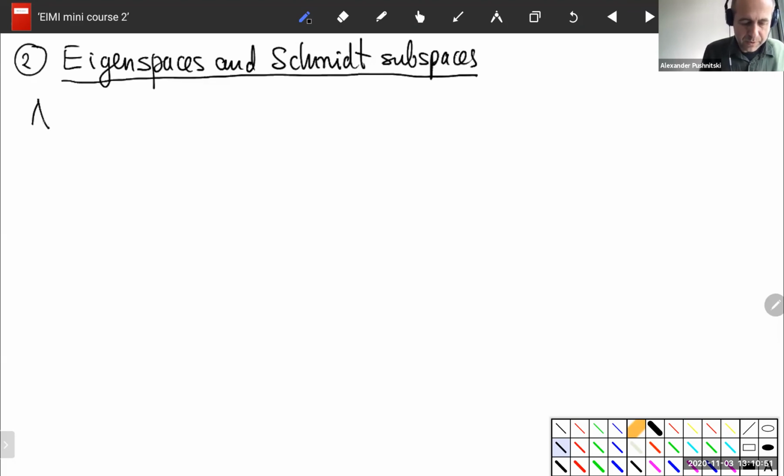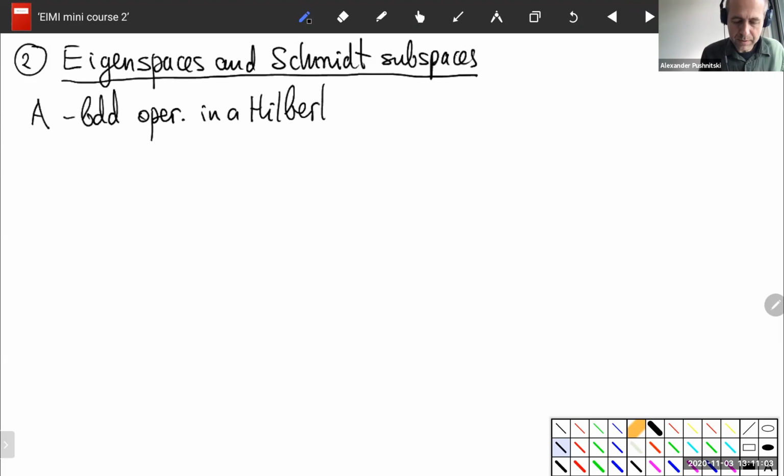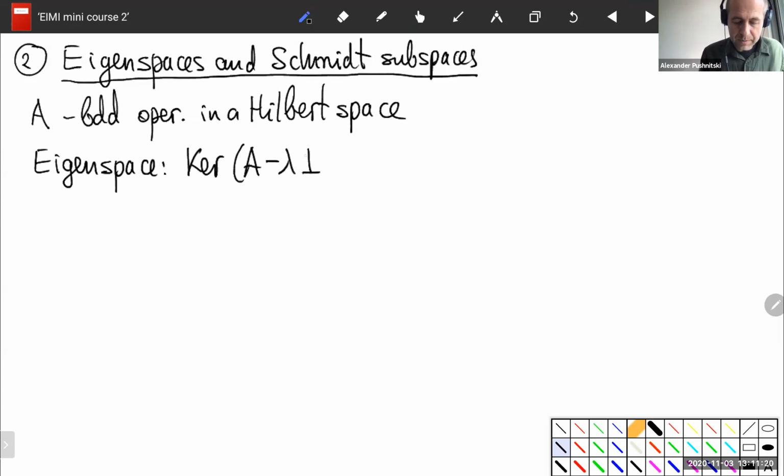So if we have, let's say, a bounded operator in a Hilbert space, then, well, everybody knows what an eigenspace is. Eigenspace is a kernel of A minus lambda identity. So we will say that lambda is an eigenvalue if this kernel is non-zero.